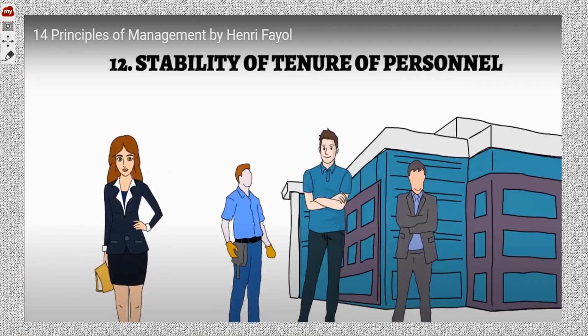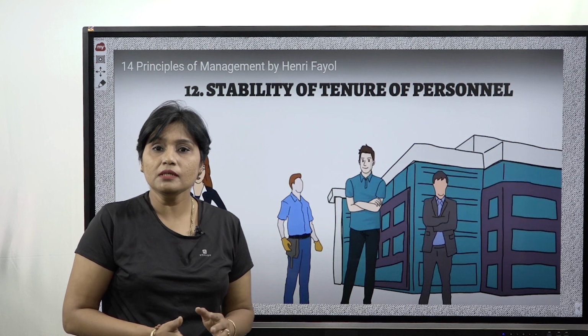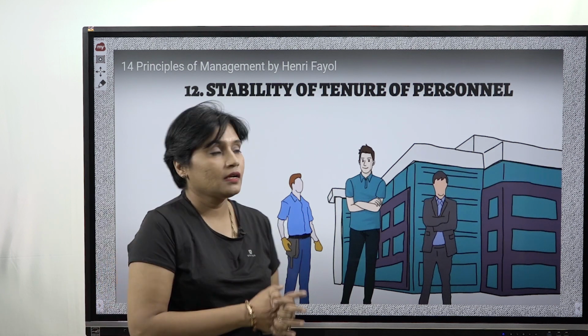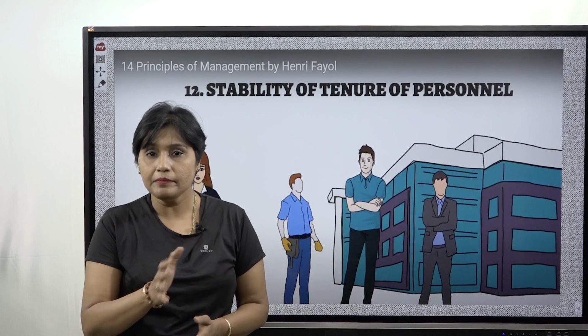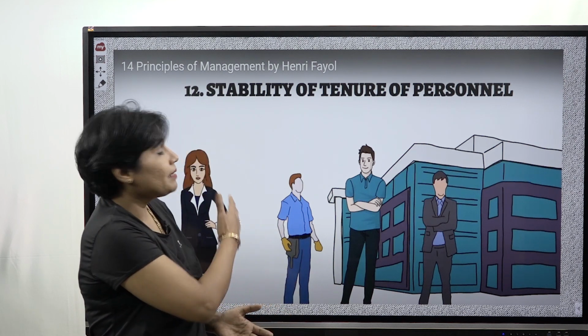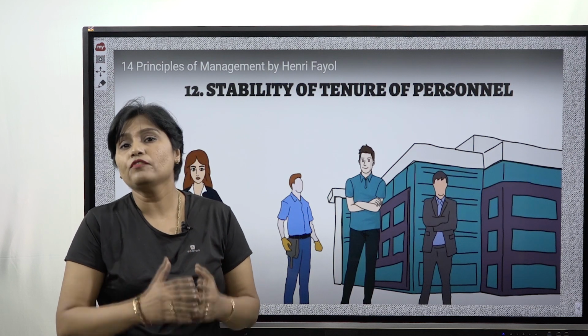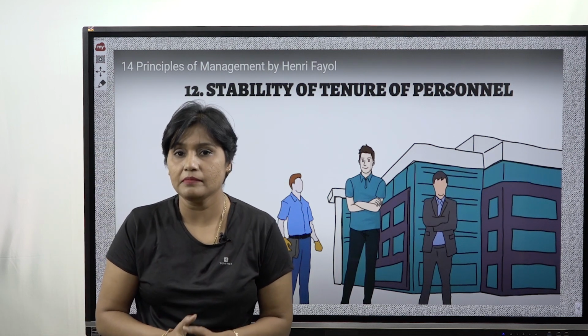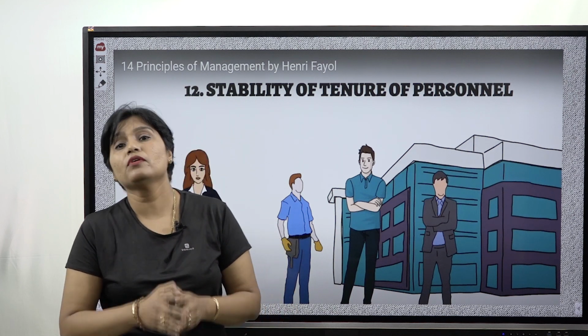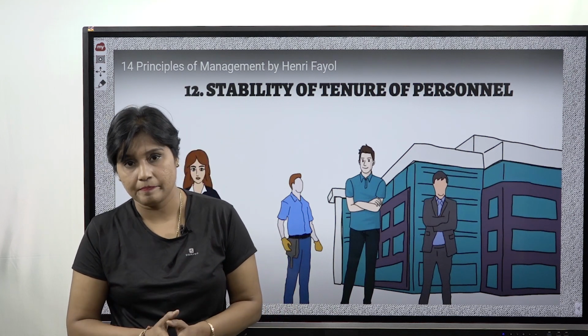Now we have stability of tenure of personnel. Now personnel, P-E-R-S-O-N-N-E-L, is different from personal, which is my own personal. Here personnel means employees. Now tenure means the gestation period or the time duration. Now what is stability? Stability means to stay for long run. Now stability of tenure of personnel means an employee should stay for long run in a business.